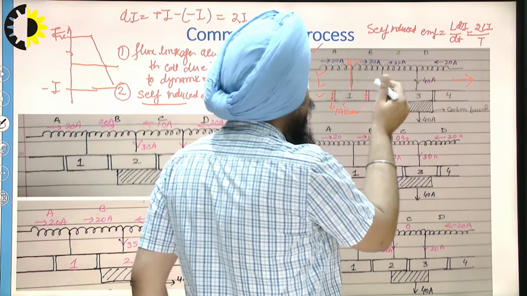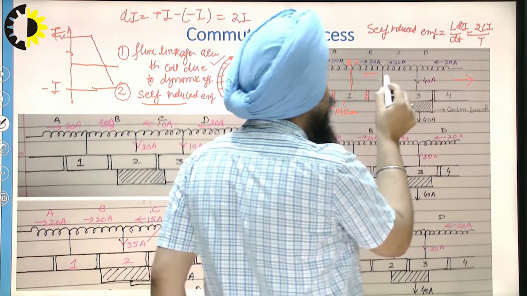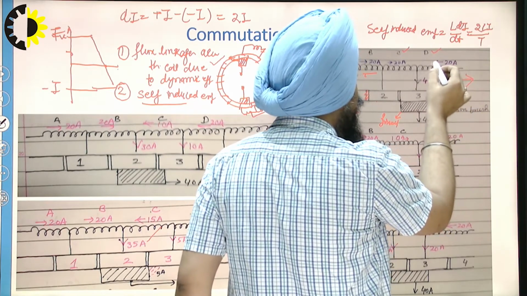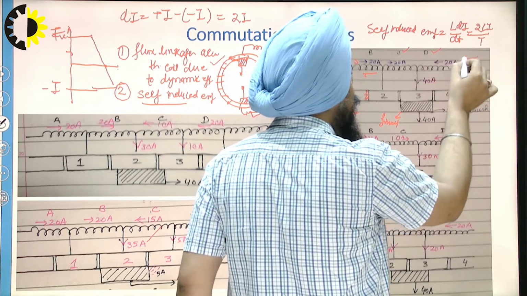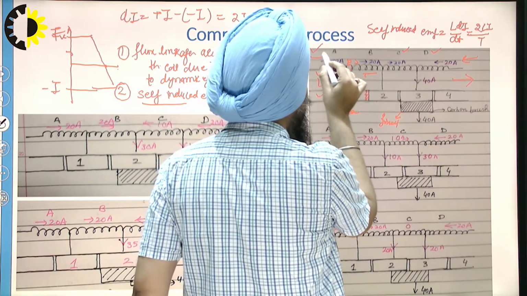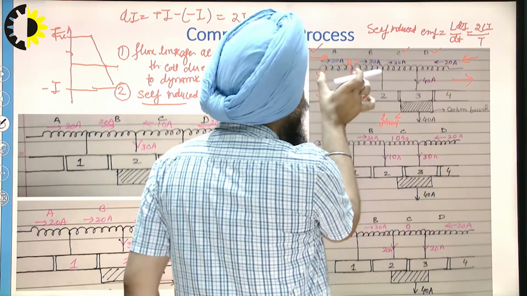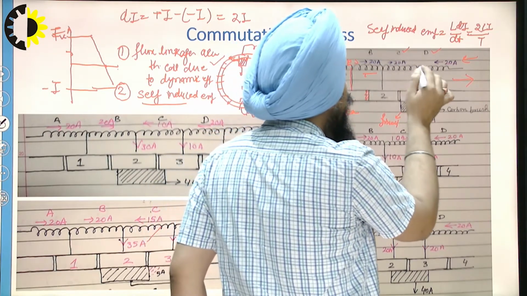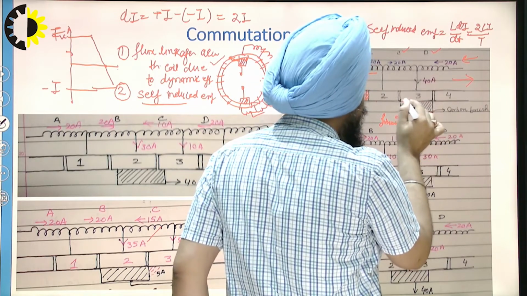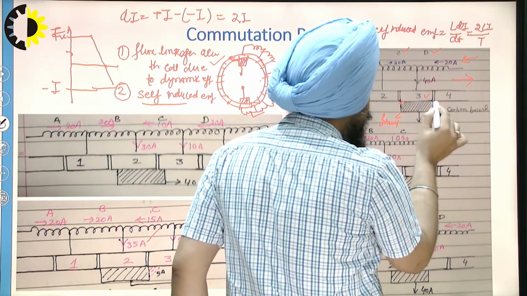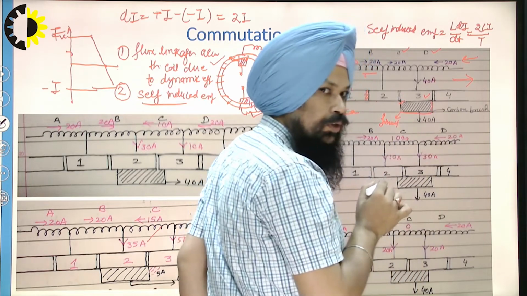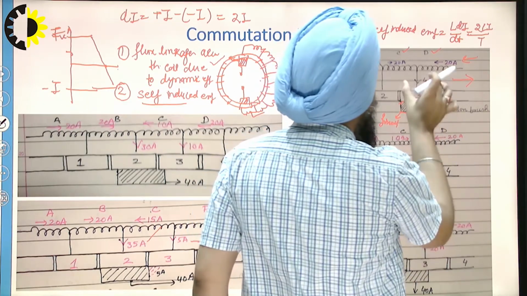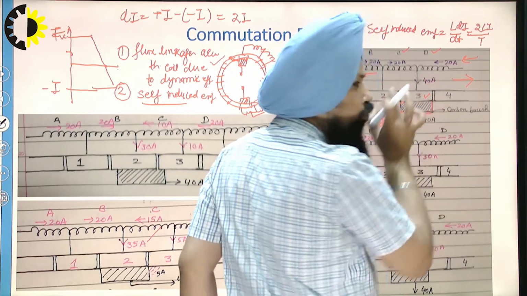Now see here, these two coils C and D. D has the current of 20 ampere coming in this direction, and A, B, C have the current direction in this side. All these coils are open circuited. That's why the 20 ampere current remains the same. And when this commutator segment 3 is connected to the carbon brush position, the current conduction takes place through this commutator segment only.